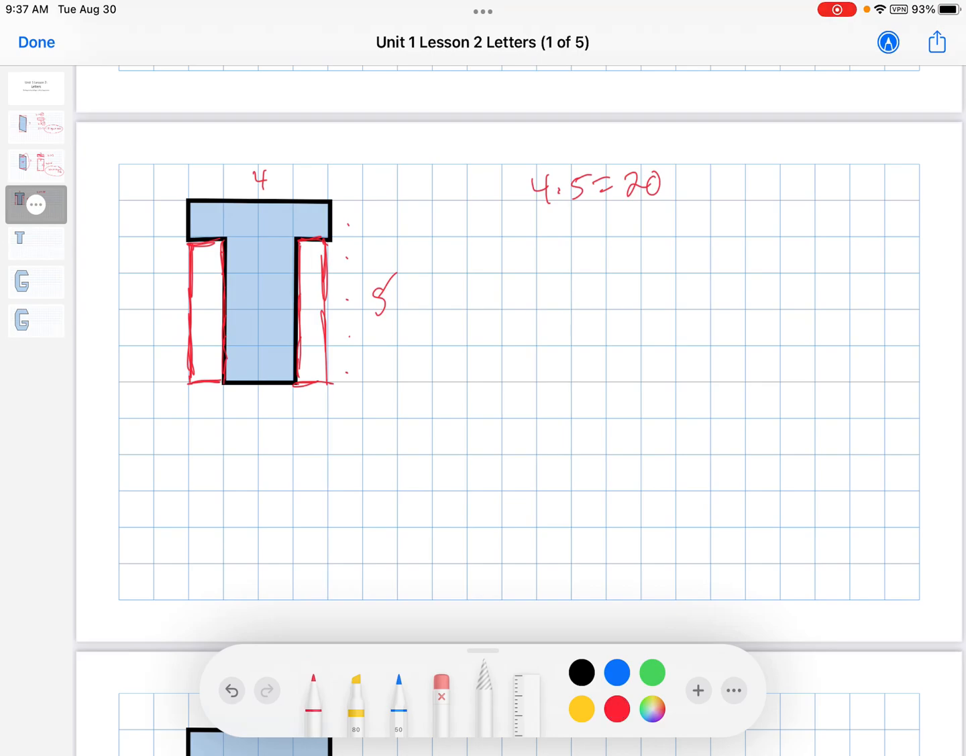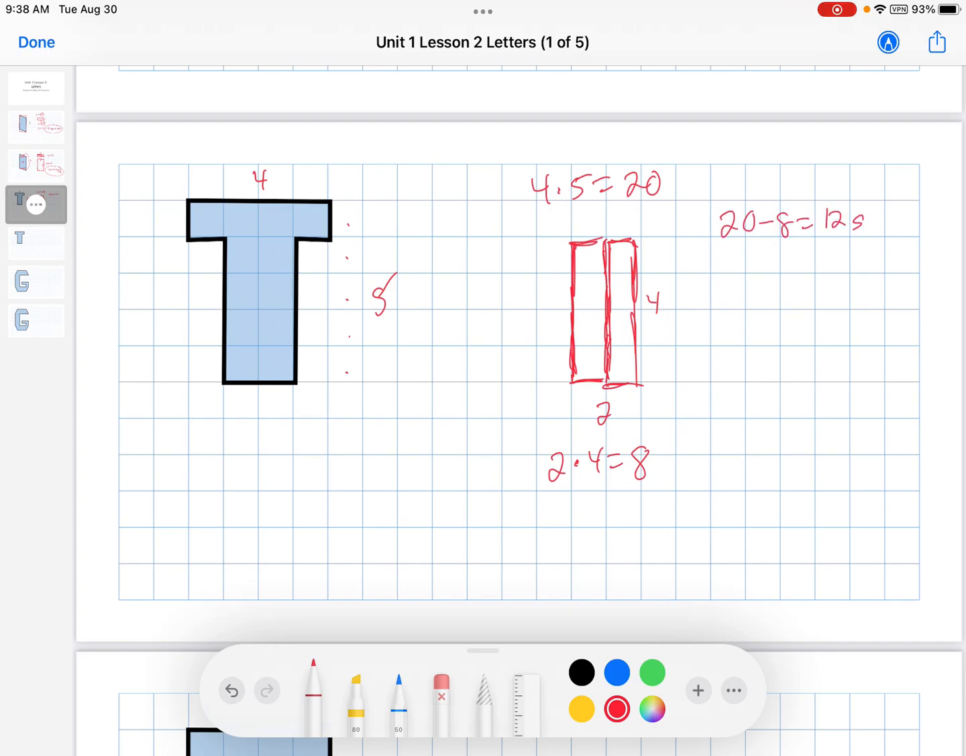So, let me do that. I'm going to take this rectangle and move it over here. And I'm going to take this rectangle and move it over here. And look what we have. We have a rectangle that's 2 by 4. And 2 times 4 is 8. Now remember, when you have something and you've put pieces on the outside that don't really belong to the original shape, you have to subtract to get back to the original shape. So 20 minus 8 is 12 square units.